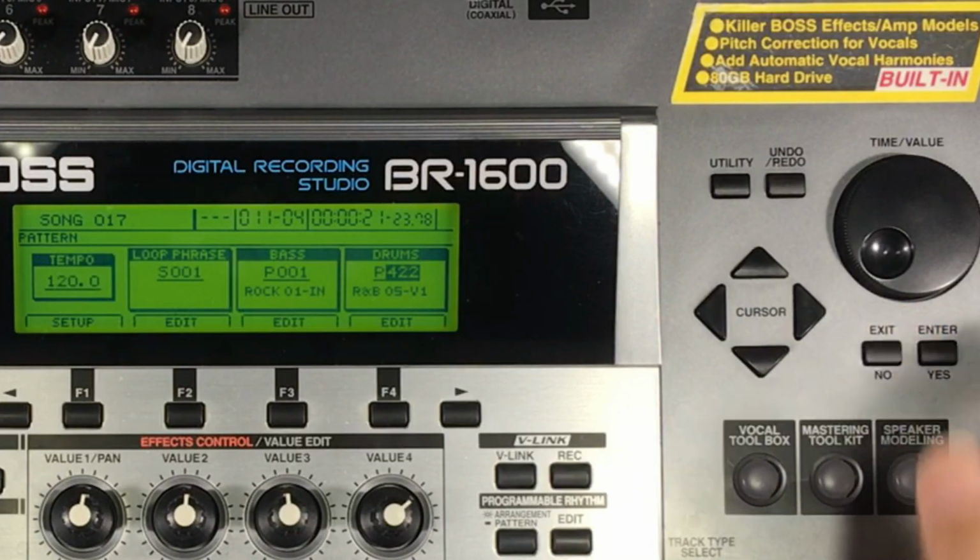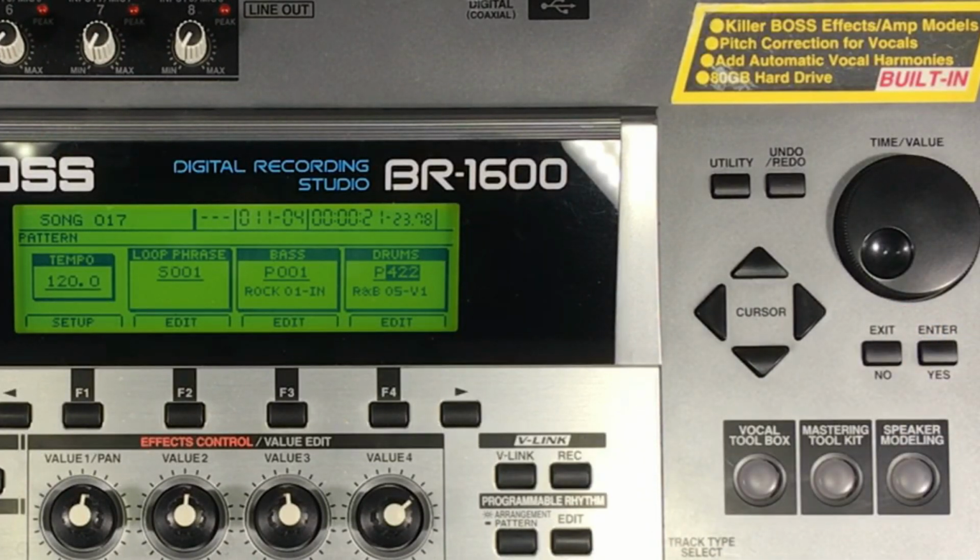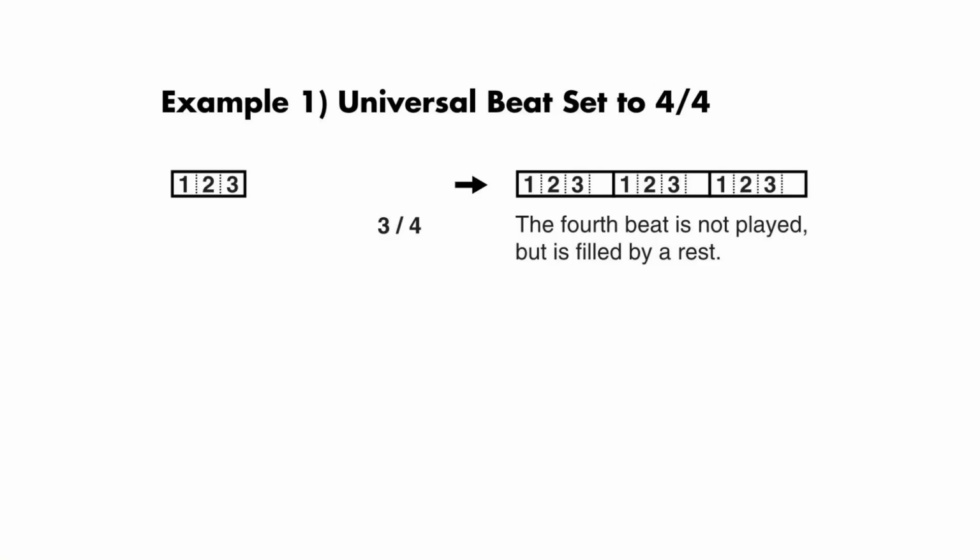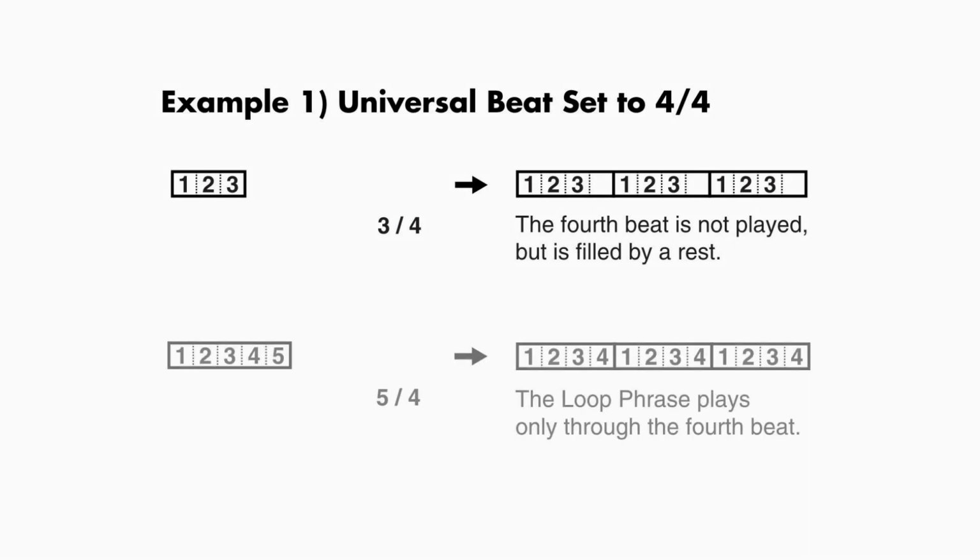Press Exit to return to the edit screen and save the song to keep any changes. Any drum, bass or loop phrase pattern that differs from the universal beat setting is modified as follows. If a 3/4 pattern is played with the universal beat set to 4/4, then the fourth beat will not play and a rest is inserted.